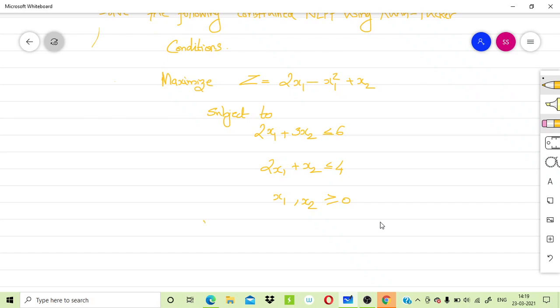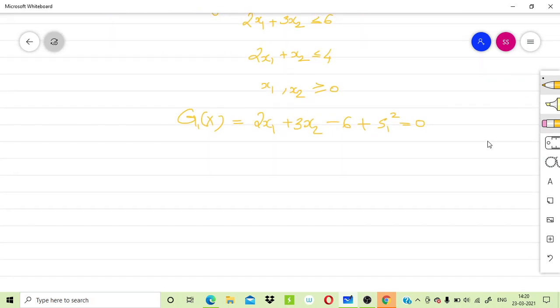g1 of x, that is g1 of x1, x2, will be equal to 2x1 plus 3x2 minus 6 plus s1 square equal to 0. And similarly we have g2 of x equal to 2x1 plus x2 minus 4 plus s2 square equal to 0.